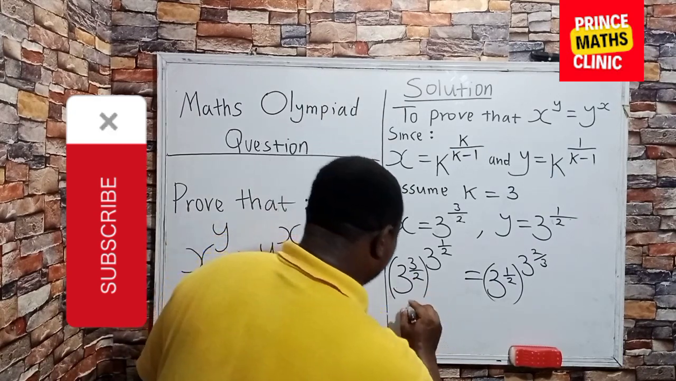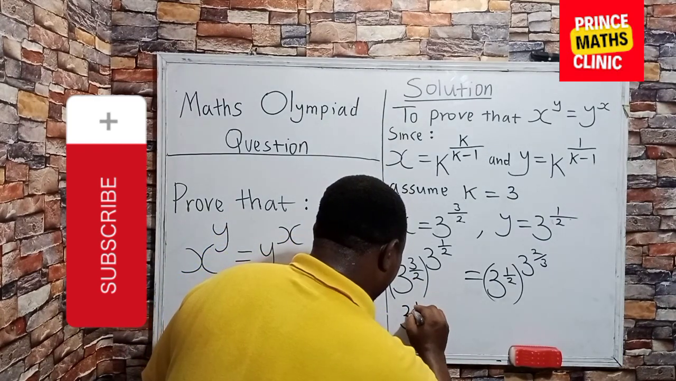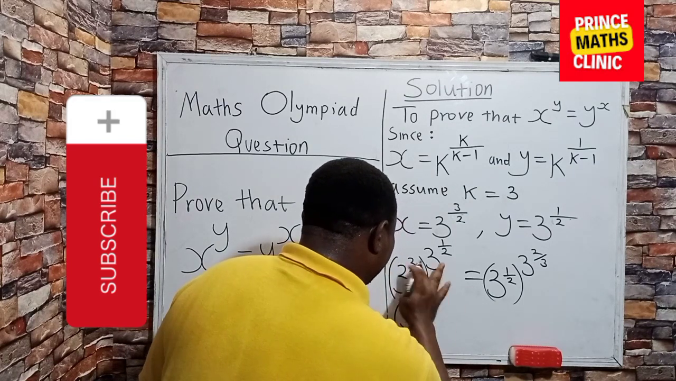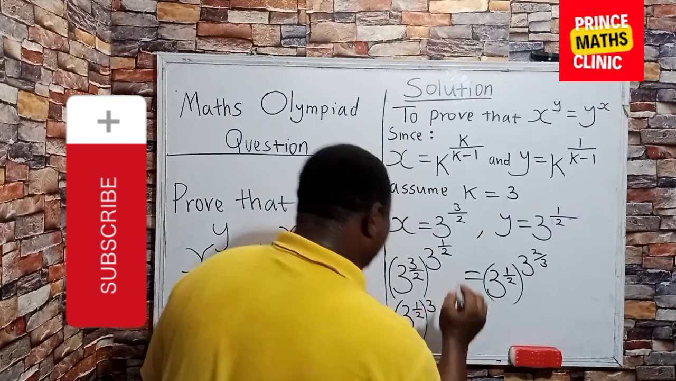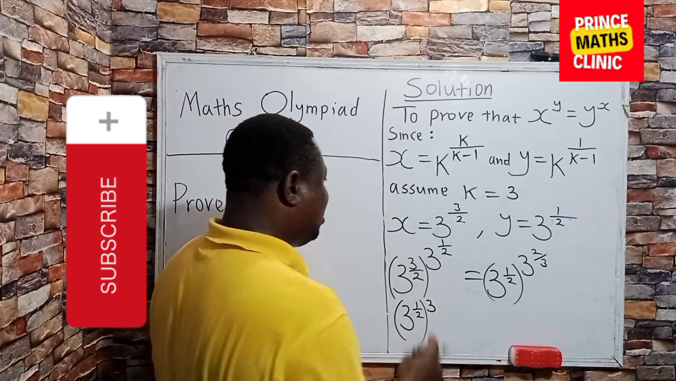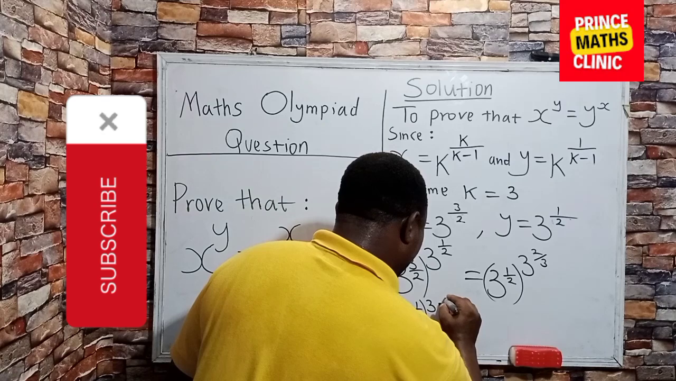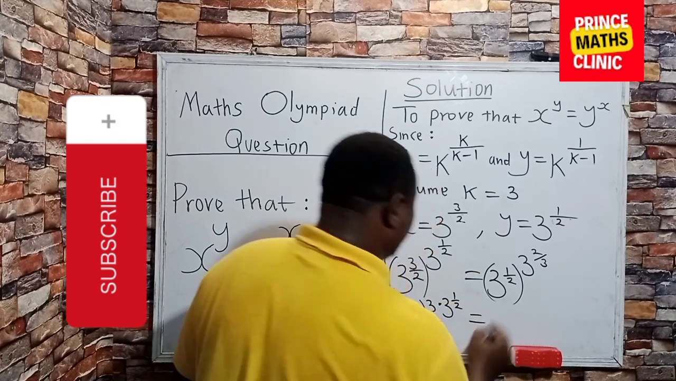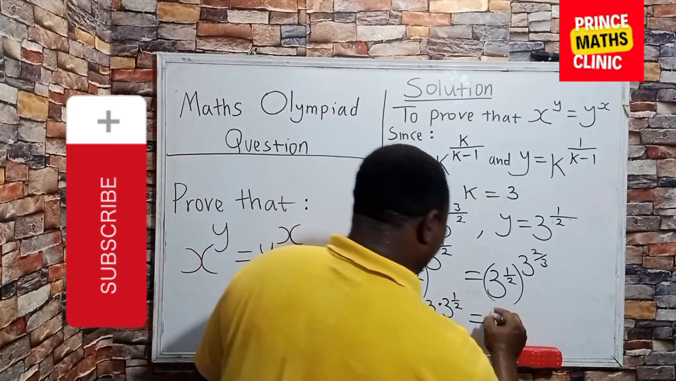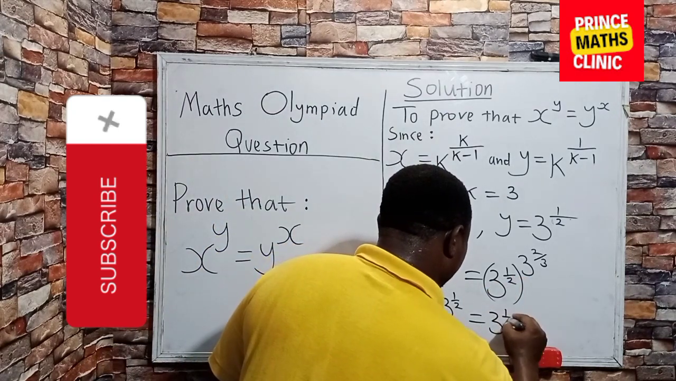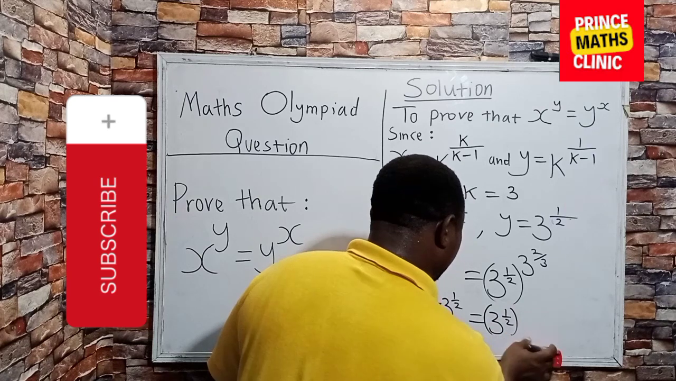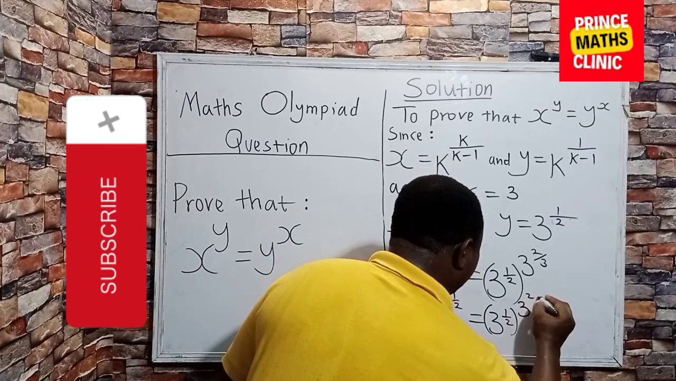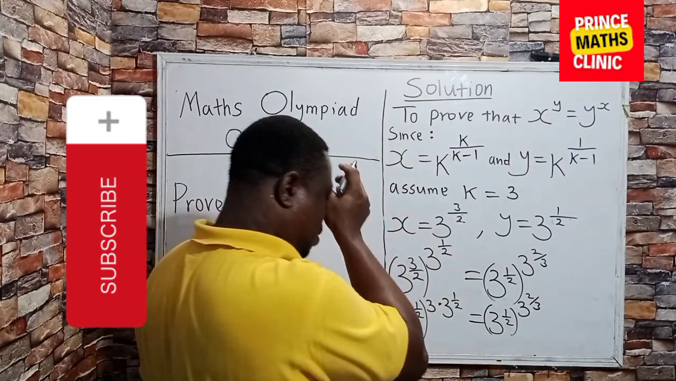Now, remember this figure is the same as 3 to the power of half multiplied by 3, right? I'll bring that 3 outside. Then this is times 3 to the power of half. Then this is 3 to the power of half. Put it there. Then here, what do we have? Raised to the power of 3 to the power of 2 over 3.